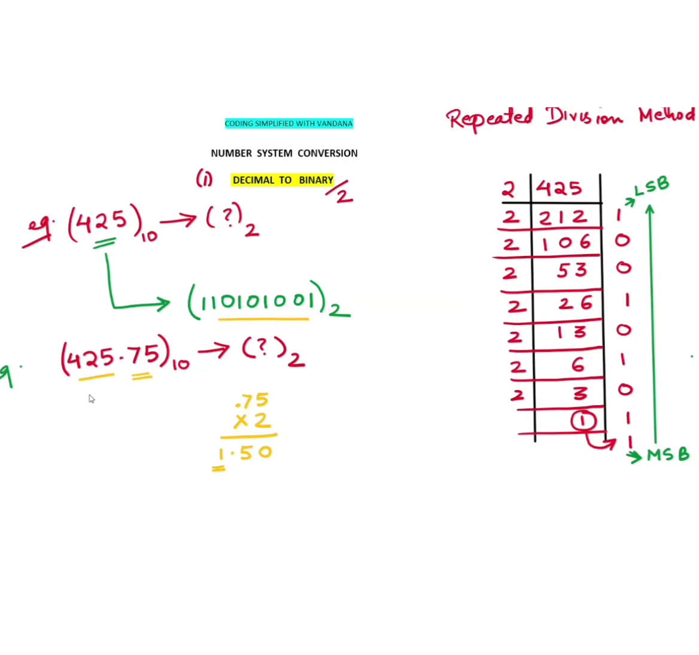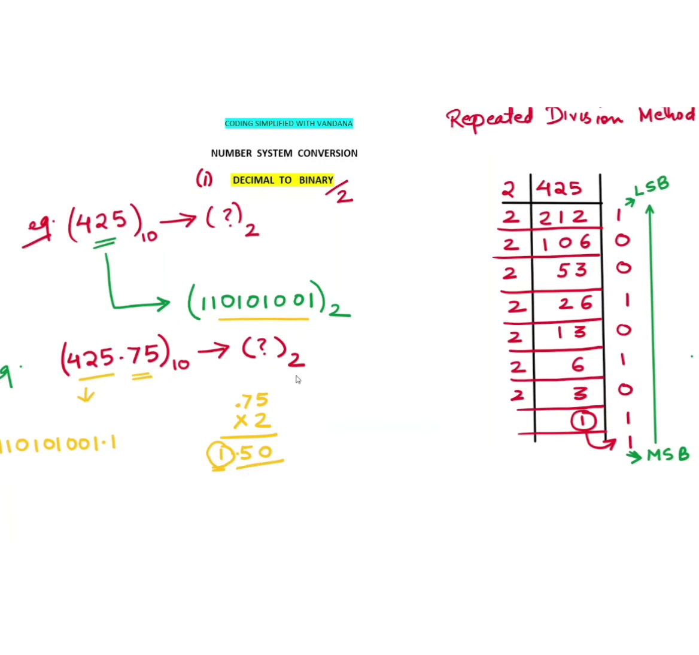What I mean to say is 425 has the binary equivalent that we have just found out. So we'll copy that as it is. This was the binary equivalent for 425, followed by the decimal point. Here it becomes the binary point. Now we want the converted binary equivalent for 0.75. So we started this working. We multiplied 0.75 with 2. The integer part will be written immediately after this binary point. So here we'll write 1.